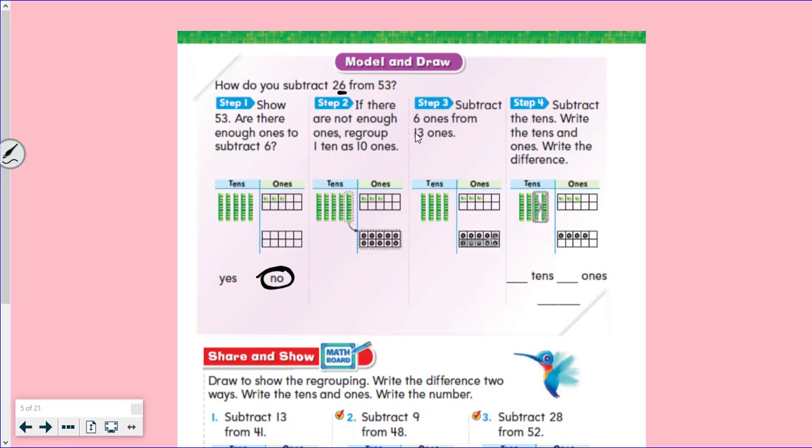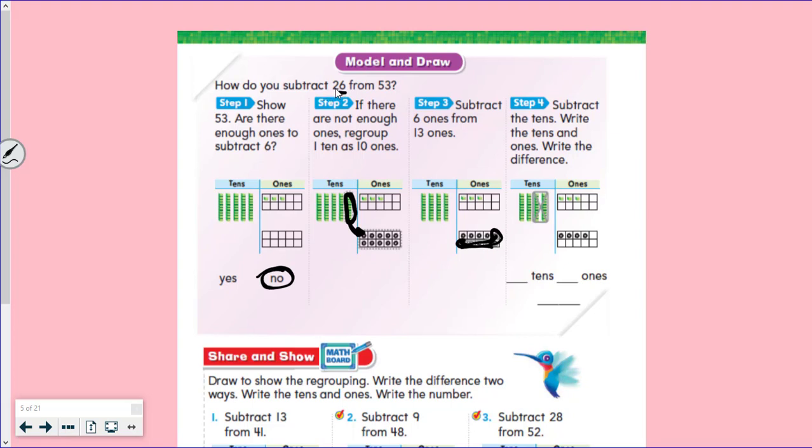So if there are not enough ones, regroup, just like we did in the last problem, 1 ten as 10 ones. So we're taking one of these tens, and we're going to regroup that into 10 ones, right? Nothing else changes, right? Now it says subtract 6 ones from 13. So we took 6 of our ones, we're going to circle them, and then we're going to cross them out so that they're gone. Okay? So we subtracted the ones in 26.